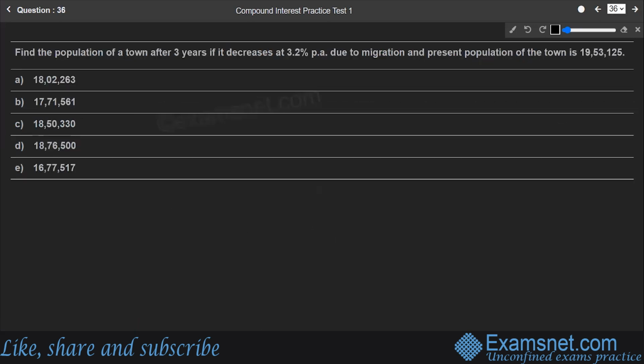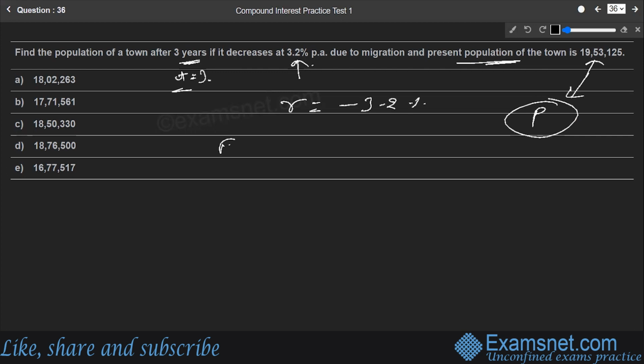Next, find the population of a town after 3 years. So the time value is given out to be 3 years. If it decreases at 3.2% per annum, so the rate value is minus 3.2%. Okay, due to migration, and present population of the town is 19,53,125. So this can be treated as the present value, or the present population. So we are supposed to know the final population. So that can be treated as the amount value.